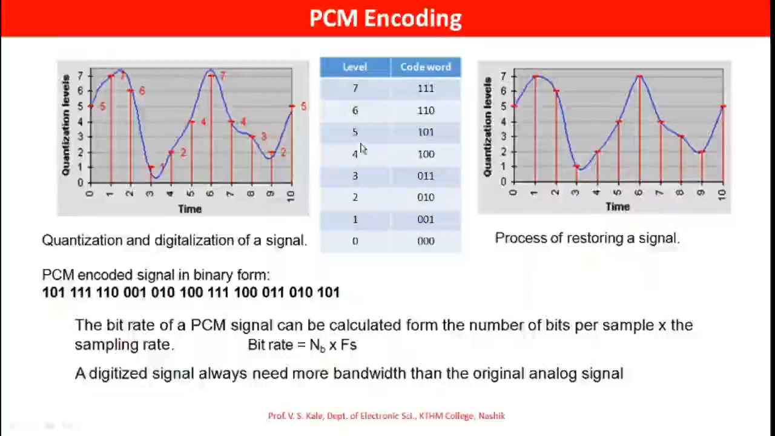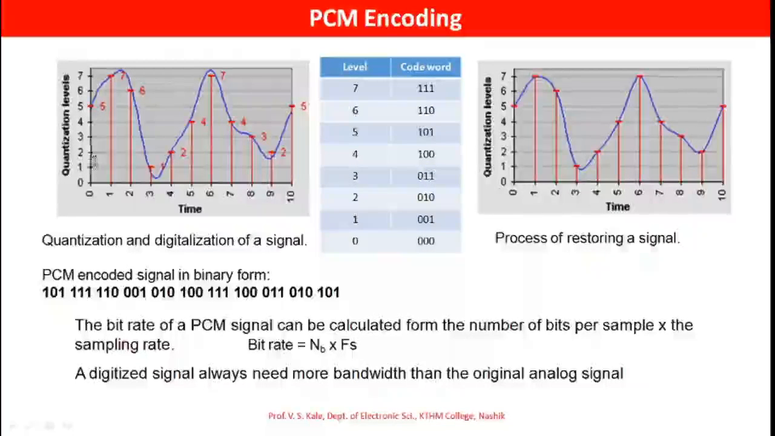Now see the PCM encoding. If there are 8 levels, 0, 1, 2, 3, 4, 5, 6 and 7, these quantized levels are represented by a 3-bit binary starting from 000 to the last stage 111. Let us take the analog signal. This analog signal is quantized into 8 levels. These horizontal lines are indicating the quantized levels.